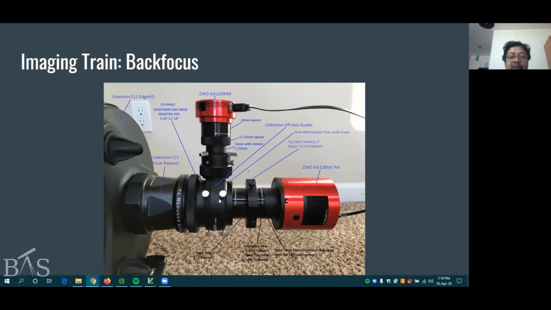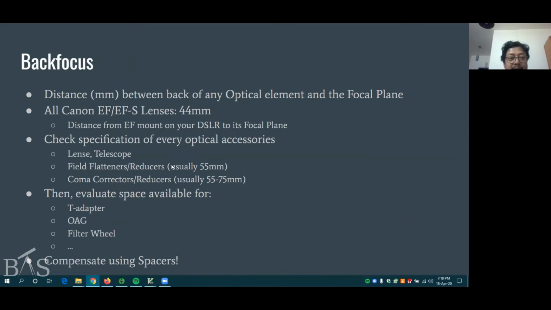You bridge that gap by putting spacers. This also means that if you want to put something like an OAG, the width of that OAG cannot be more than 75 mm. This puts us in trouble. Let's say we want to use an OAG with a Canon lens, with the Canon camera, it's just not possible. There is no space.